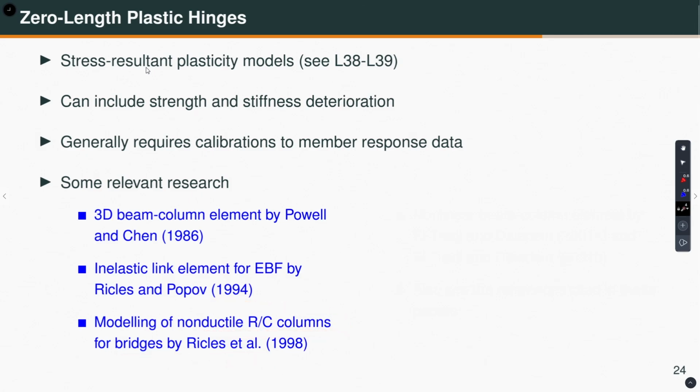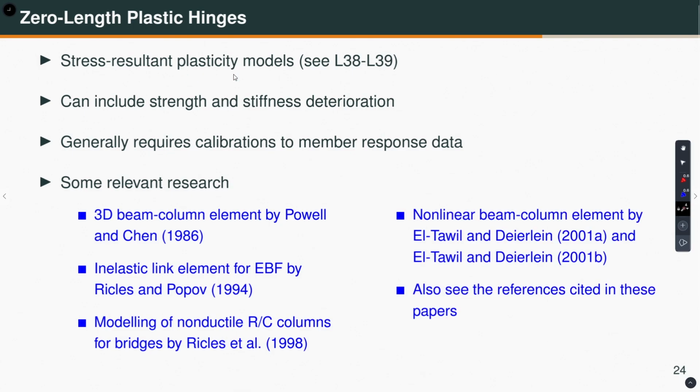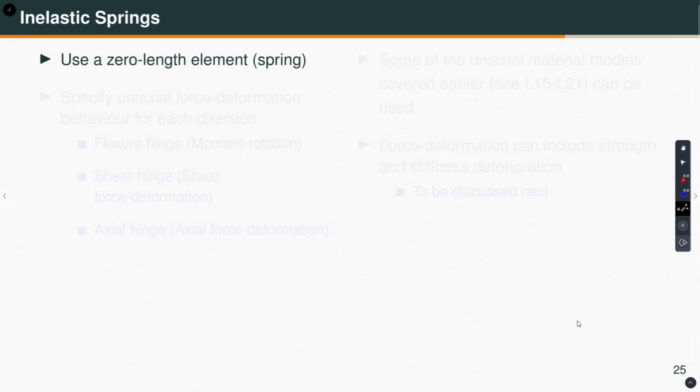Okay. All of this use this stress resultant plasticity approach, where the plasticity is confined within a zero length at the element ends. And then this nonlinear beam column element by El-Tawil and Deierlein. So, a similar approach has been used by CSI software. Okay. And you can also see the references cited in this paper. So, coming back to the point, concentrated plasticity, there are two ways. One is stress resultant plasticity approach, and the other one is you can use a zero length element as a spring.